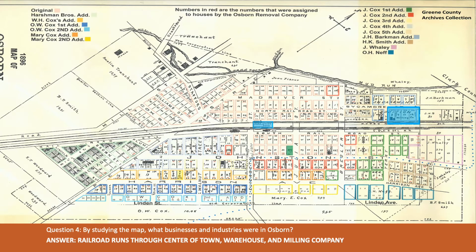So we have 3 main businesses we're going to see here. The first is obviously the railroad line, which runs all the way through town, which we saw in the program too. But also, there's a warehouse, which we have there at Elizabeth Street and South Railroad Street. You can see it's right there on the corner. And then there's also a milling company. If you go further to the right of the map, it's the one that's outlined in blue. It says right there, it's actually written in there, milling company.